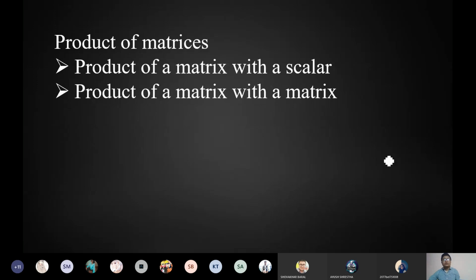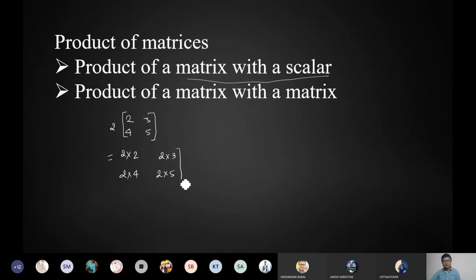So what do we mean by the product of a matrix with a scalar? Let me give a quick review. Suppose this is a matrix with elements 2, 3, 4, and 5. If I have to multiply this matrix by any number or constant, say 2, then I have to multiply each element of the matrix by 2, so it will be 2 times 2, 2 times 3, 2 times 4, and 2 times 5.